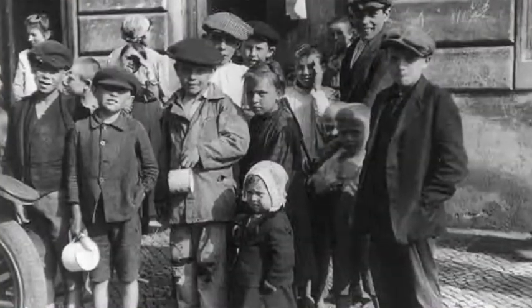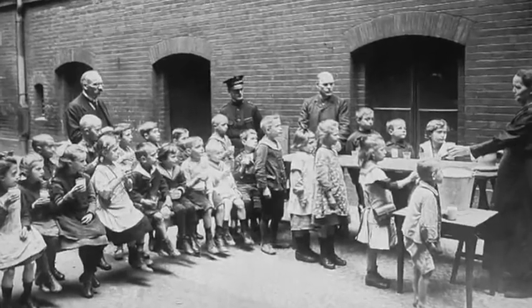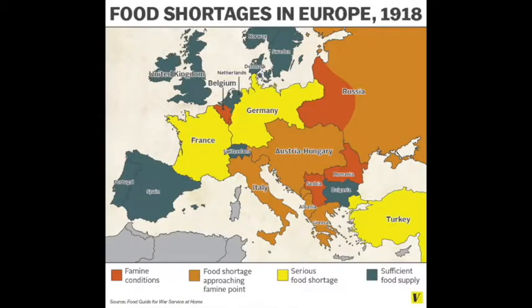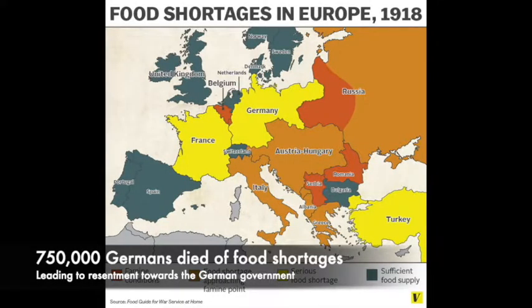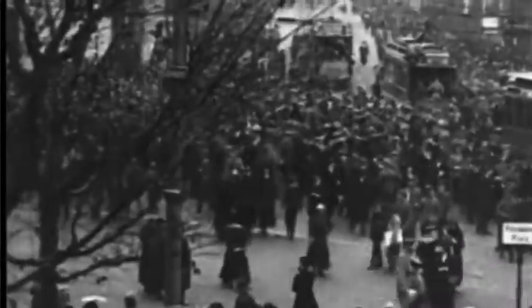Not only did it have a detrimental impact on those fighting on the front, but it also caused many issues back home, with over 750,000 Germans having died as a result of food shortages. As a result of such suffering, the German people began to turn against their government.